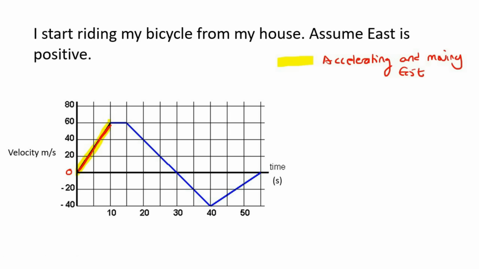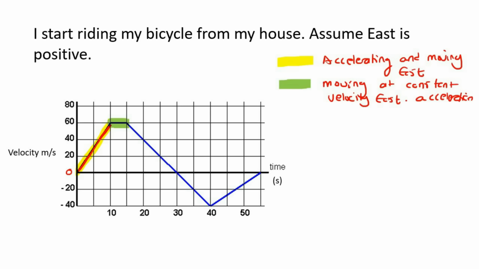It's staying the same. So this part, which I'm going to put over here, is moving at a constant velocity. And because the velocity is positive, we're still moving east. Okay? And then we'll say that there is no acceleration, or that the acceleration is 0. There's only acceleration or deceleration when your velocity is going up or down. But when your velocity is staying the same, you're just cruising along at 60 meters per second.